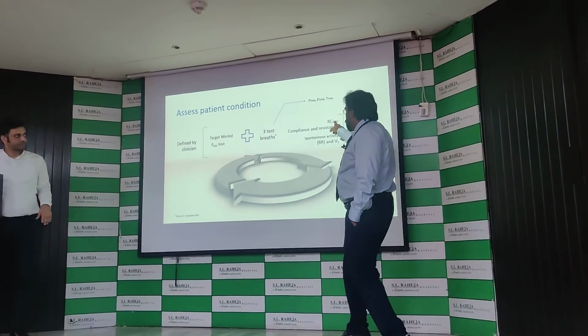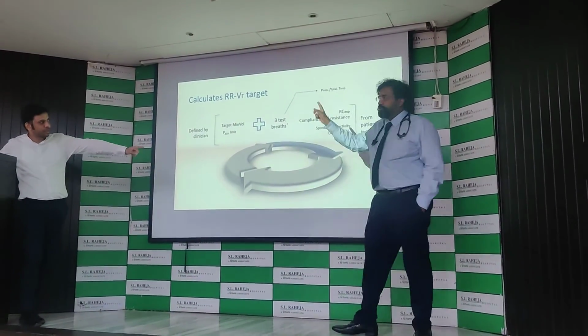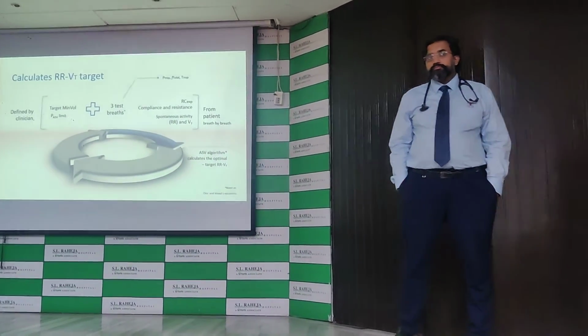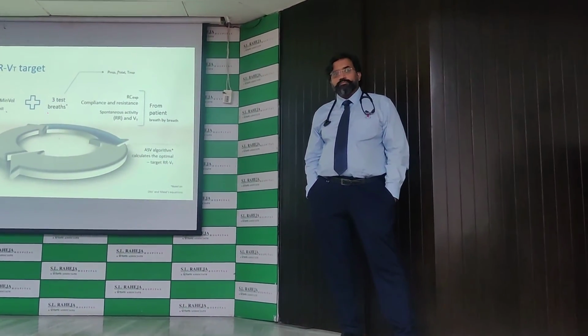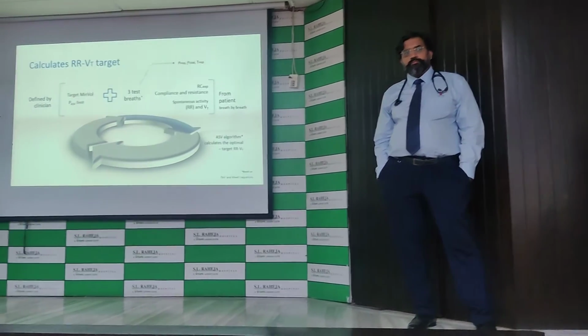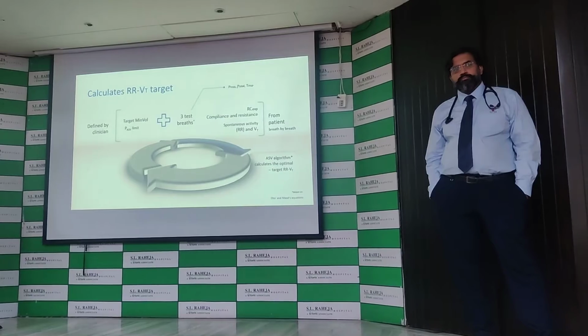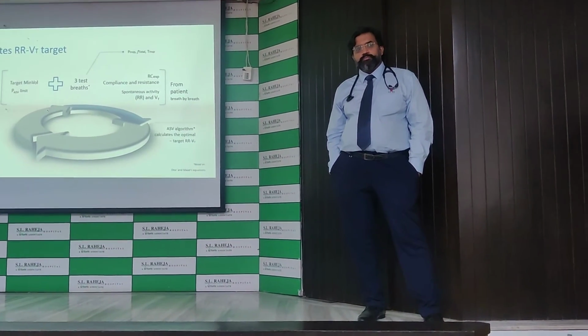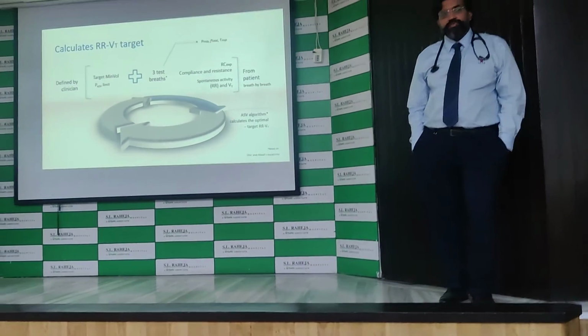So something from there goes to understanding this. It also depends on the target. Basically, when you see the ASV graph, there is an actual plotted target, and there is a plus sign, which is the current measured value. So as and when you change the minute ventilation, the target and the current value will try to match each other.